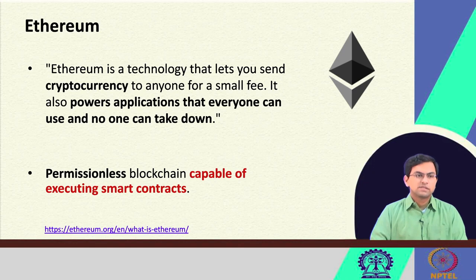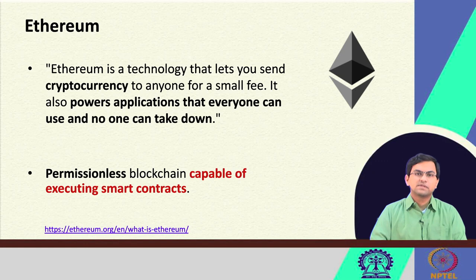So, Ethereum technology is very popular now. It is the most popular cryptocurrency after Bitcoin, and it is very similar to Bitcoin in the sense that it is also a permissionless blockchain platform, but there is some key difference between Ethereum and Bitcoin. So, Ethereum technology basically lets users send cryptocurrency to anyone for a small fee, and it also powers applications that everyone can use and no one can take down. So, this latter part is the more important feature of Ethereum, which differentiates it from Bitcoin.